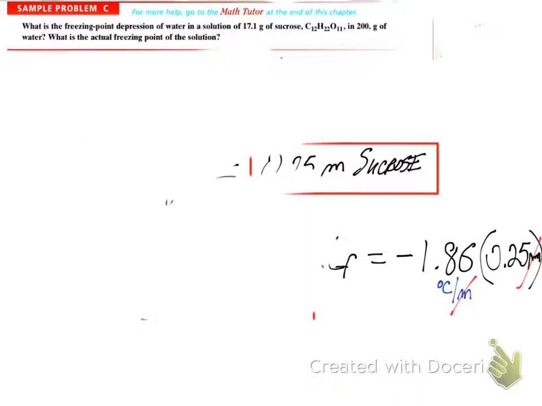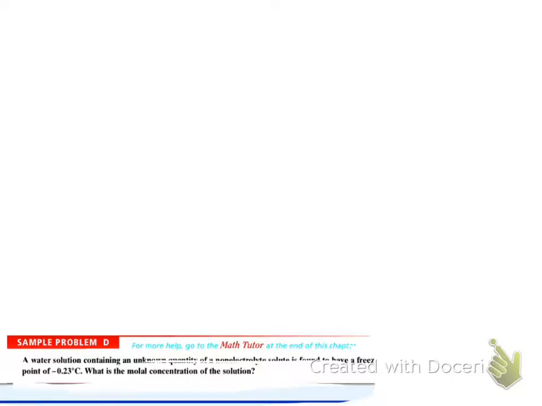Okay, the second problem we didn't get to really in class, but it's similar. This time it says a water solution containing an unknown quantity of a non-electrolyte solute is found to have a freezing point of negative 0.23 degrees Celsius. What is the molal concentration of the solution?